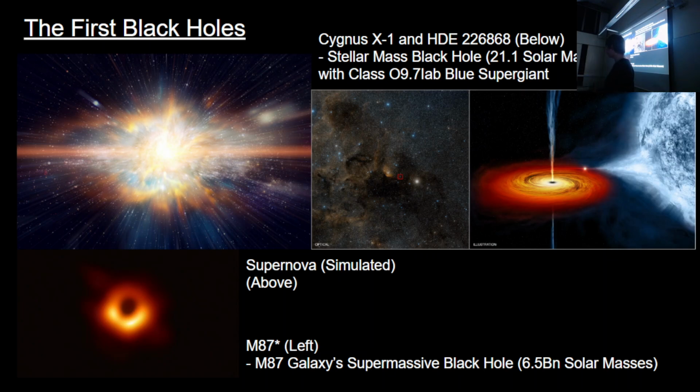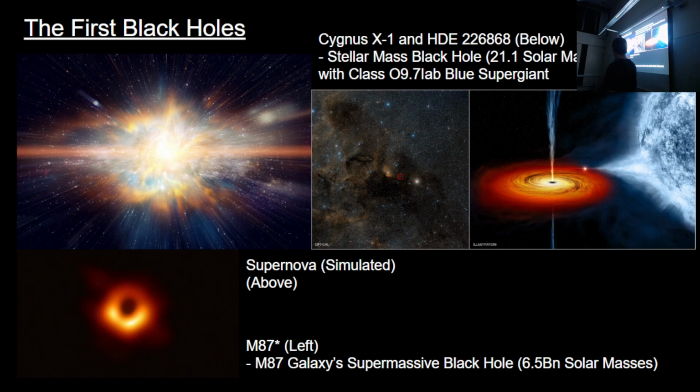What does the asterisk notation on certain black holes mean? So M87 star means the black hole at the centre of M87. Yeah. Some black holes are given their own name. A lot of them aren't.